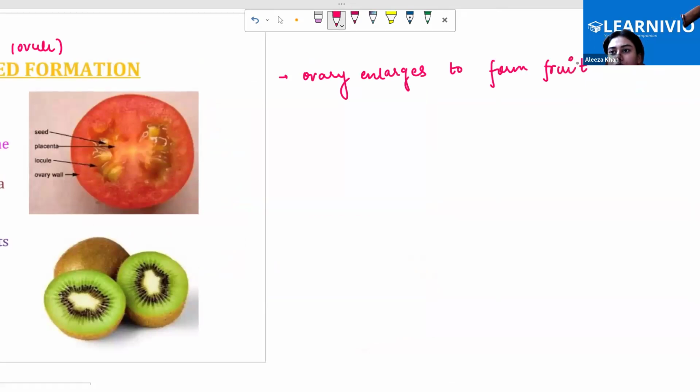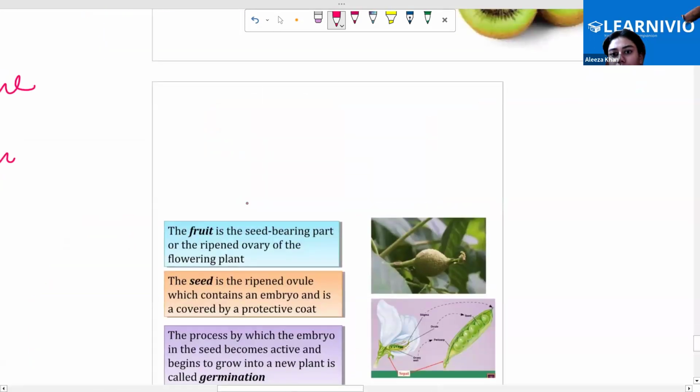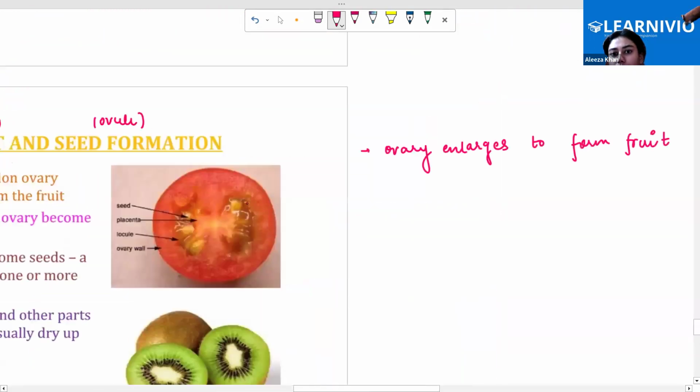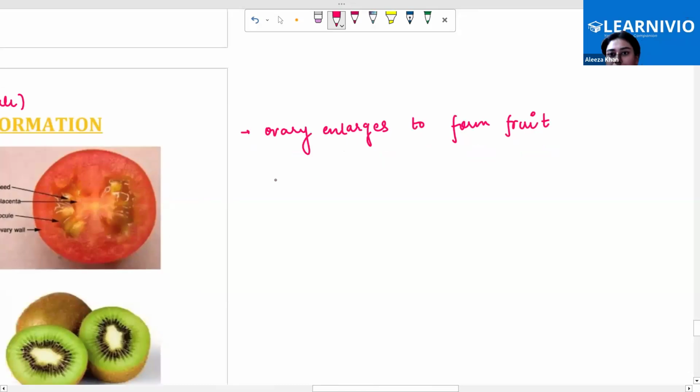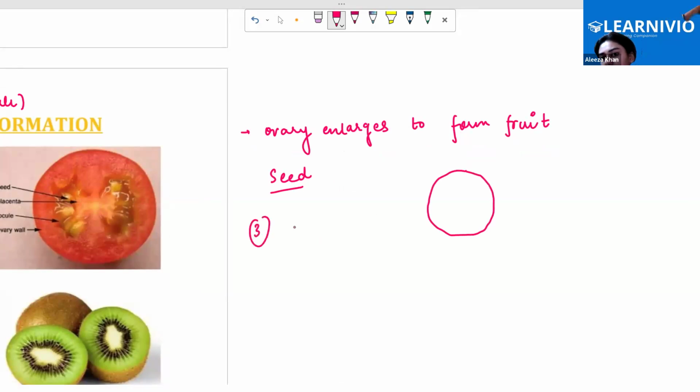Okay? Yes or no? Yes, ma'am. So, this was about the fruit. If I talk about the seed, do you know the layers of the seed? Let's say this is your seed. It contains three parts. Shreya, can you just give me 1 minute, dear? I'll start the class after 1 minute. Sure, ma'am.